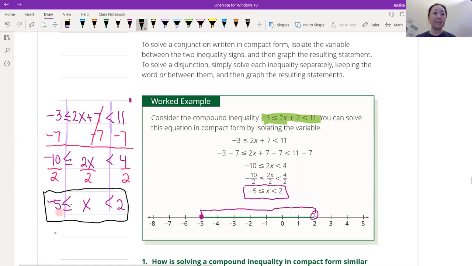So -5 is less than or equal to x, which is less than 2, right? And if you notice right here, that's exactly what we do. So remember, there's a closed circle at -5 because it says equals. We have an open circle at 2 because there's no equal sign, right?